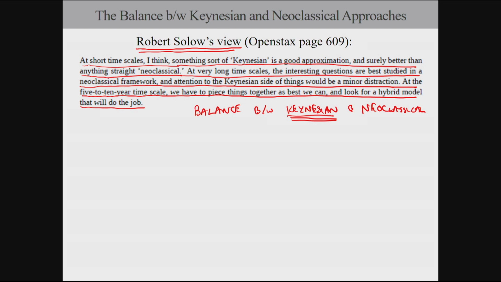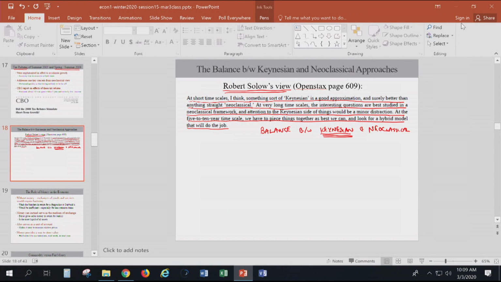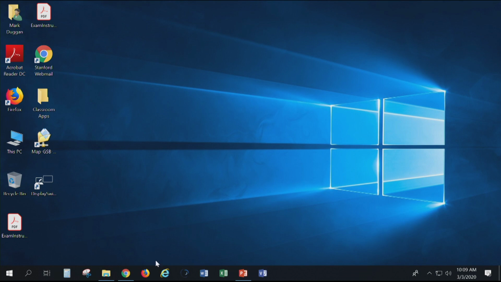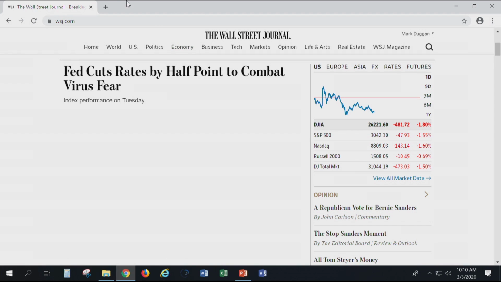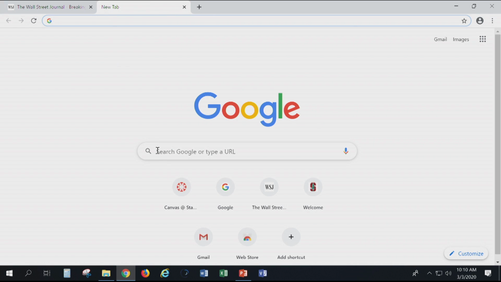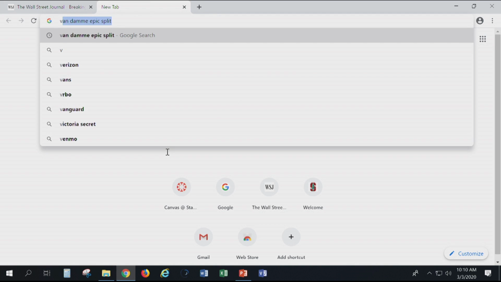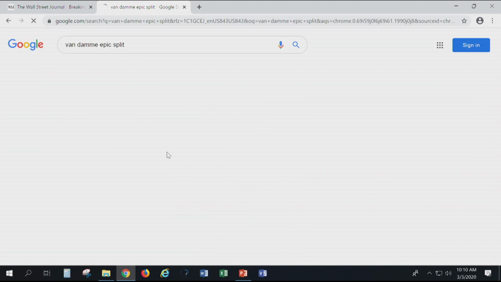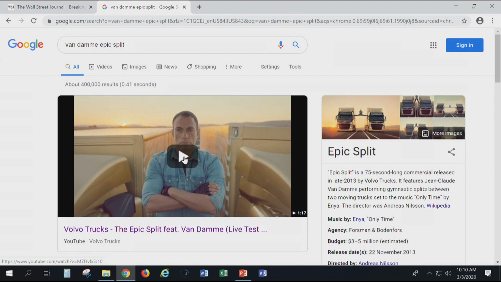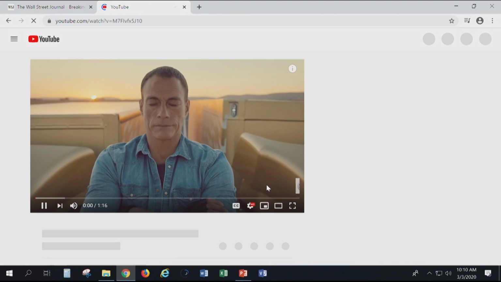So this balance thing made me think of an interesting video that I thought you would enjoy as a little diversion. So let's see how we're doing. Oh, the stock market is down a fair amount. Let's hope it does not continue. So here we go. When we're thinking about this balance, have any of you seen this before?